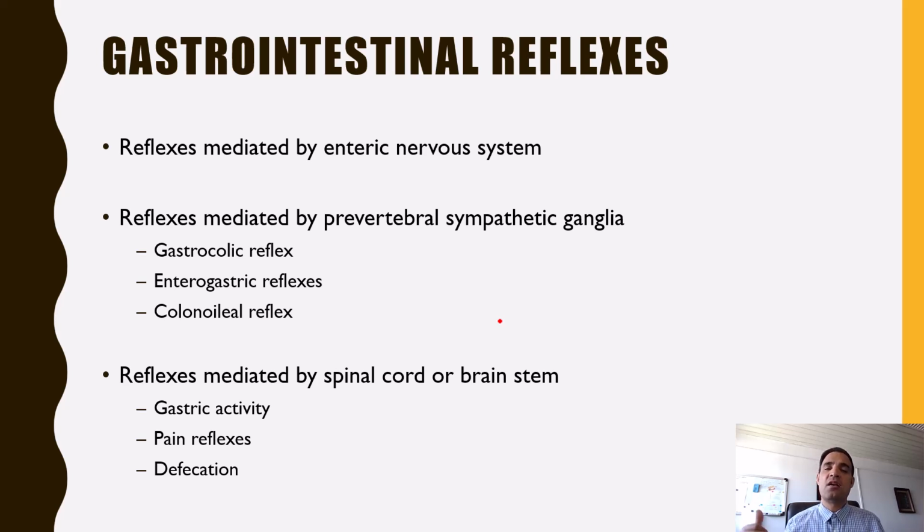Gastric activity is also affected by the smell or sight of food. When you are hungry and see food that is very delicious, it stimulates the activity of the GI system. This is a reflex that is generated by the brainstem or higher centers. Again, it is a reflex. I mean that we do not have any control over them. They are completely autonomic, but the center is in the brain.